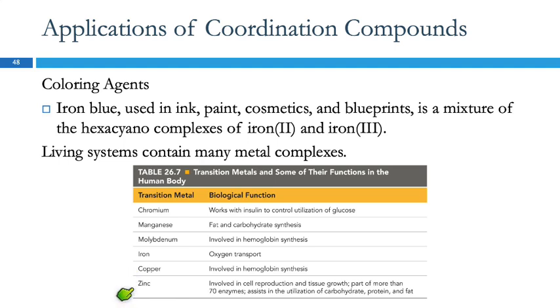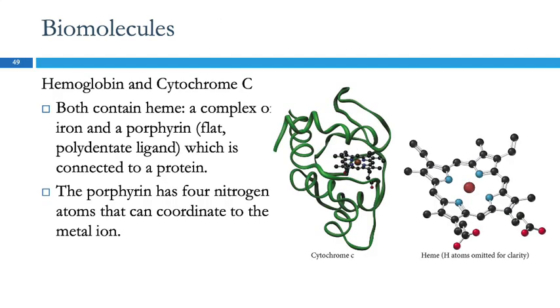Copper and zinc, so just some examples. Hemoglobin and cytochrome C both contain a heme, which is a complex of iron and a porphyrin. A porphyrin is just a flat polydentate ligand, and so this heme is connected to a protein. The porphyrin has 4 nitrogen atoms that coordinate to the metal ion.